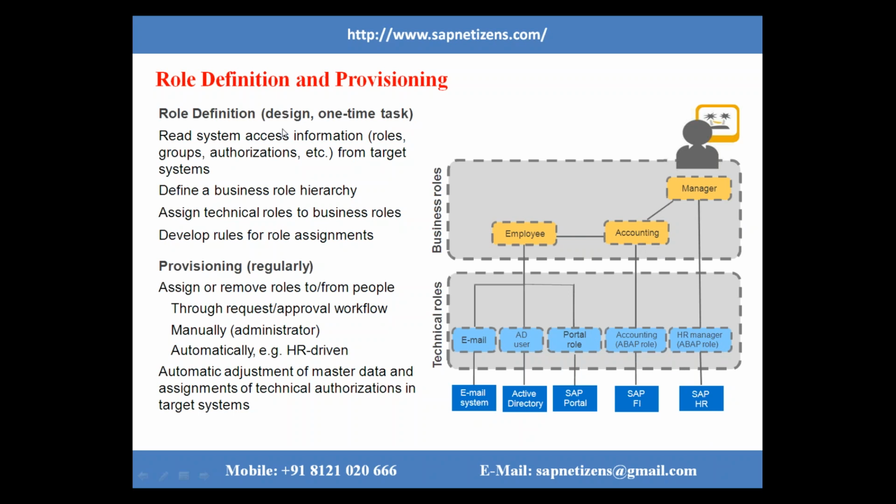Coming to role definition, it designs the role tasks, reads system access information, that is role, group, authentications, etc., from target systems, defines a business role hierarchy, and assigns the technical roles to the business roles. It develops rules for role assignments. Coming to provisioning, it regularly assigns or removes roles to or from people through request or approval workflow, or manually, that is administrated, or automatically, for example HR-driven, with automatic adjustment of the master data and assignment to the technical authorizations in the target systems.